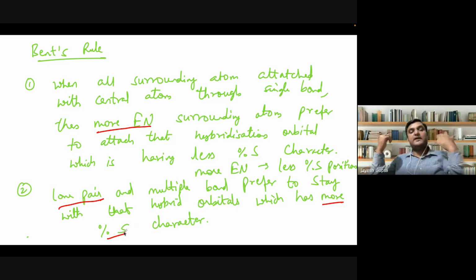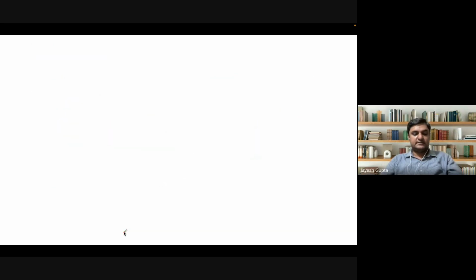Now take a more electronegative atom, for example fluorine. If fluorine goes to the higher percentage s character position, they will repel each other, because that position is also higher EN. So fluorine will go to the position with less percentage s character, which has lower EN. That way the lower EN and the higher EN neutralize each other. We can understand this by this diagram.